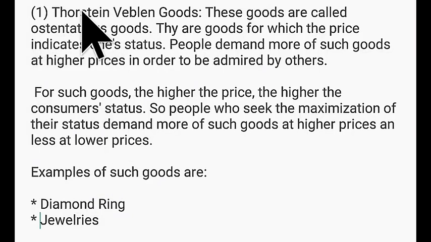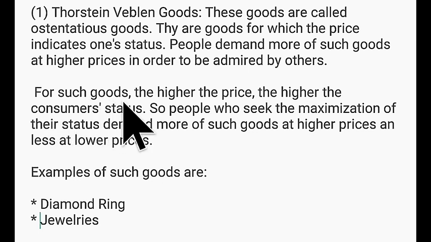1. Ostentatious goods. We can actually call this conspicuous consumption. These goods are called ostentation goods, or articles of ostentation. They are goods for which the price indicates one's status. People demand more of such goods at higher prices in order to be admired by others.